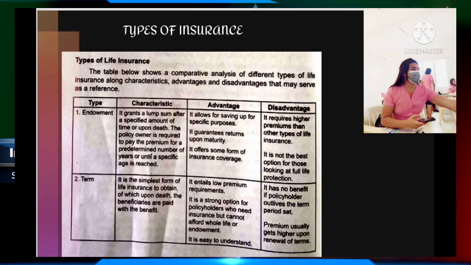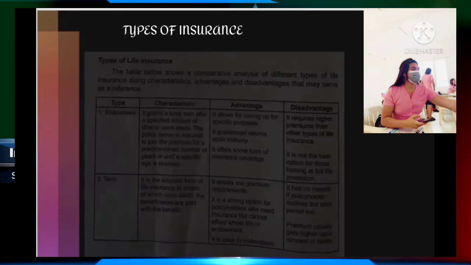Type number 2, term. The characteristic: it is the simplest form of life insurance to obtain, of which upon death, the beneficiaries are paid the benefit. Advantages: it entails low premium requirements. It is a strong option for policyholders who need insurance but cannot afford whole life or endowment. It is easy to understand. The disadvantages: it has no benefit to the policyholder who outlives the set term period. Premium usually gets higher upon renewal of terms.